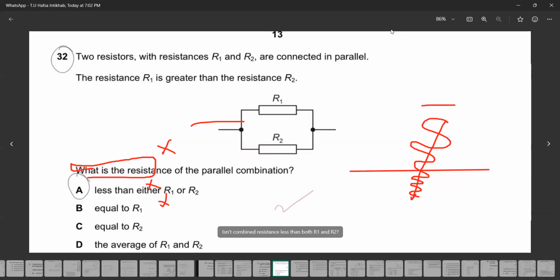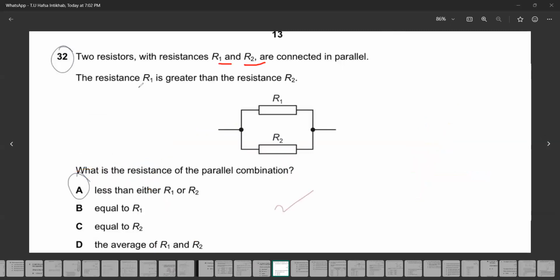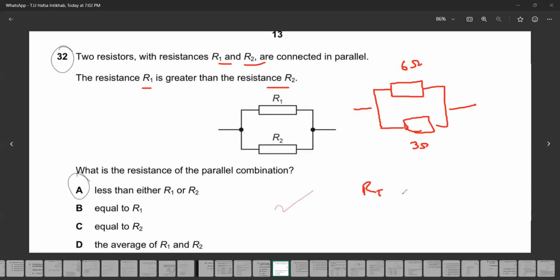Two resistors, R1 and R2, are connected in parallel. The resistance of R1 is greater than R2. What is the resistance of the parallel combination? Remember one thing, in a parallel combination, the resistance is always smaller than the smallest one in the combination. For example, if one of the resistances is 6 and another one is 3, without calculation I can tell that the total resistance will be less than 3 ohm. It is always smaller than the smallest one in the combination.